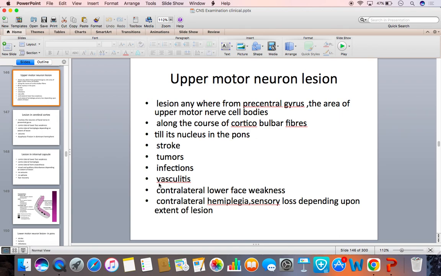It could be due to stroke because of a vascular lesion. It could be due to tumors, infections, or vasculitis. It results in contralateral lower face weakness, contralateral hemiplegia and contralateral sensory loss, depending upon the extent of the lesion. In upper motor neuron lesions, it is the contralateral lower face that is affected and the upper face is spared.